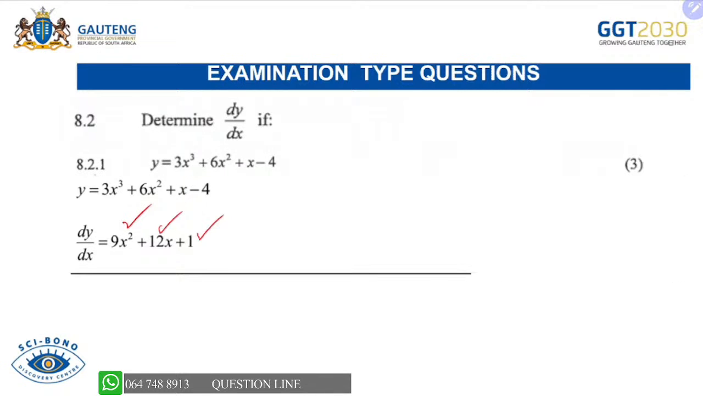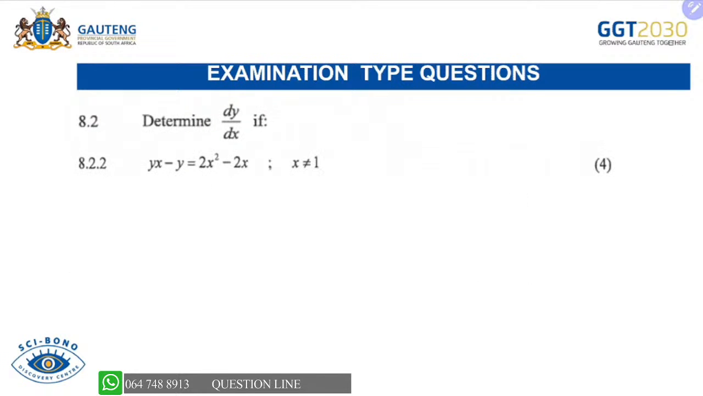Then the next question, it's 8.2.2. This one looks a bit of a challenge. So as I indicated, some of the questions you need to manipulate them before applying the rules. And you are told there that your x cannot be equal to 1. So that it's a hint that somewhere, somehow, we have to divide and have a fraction. And that fraction is going to have a denominator somewhere. So let's quickly do the manipulation.